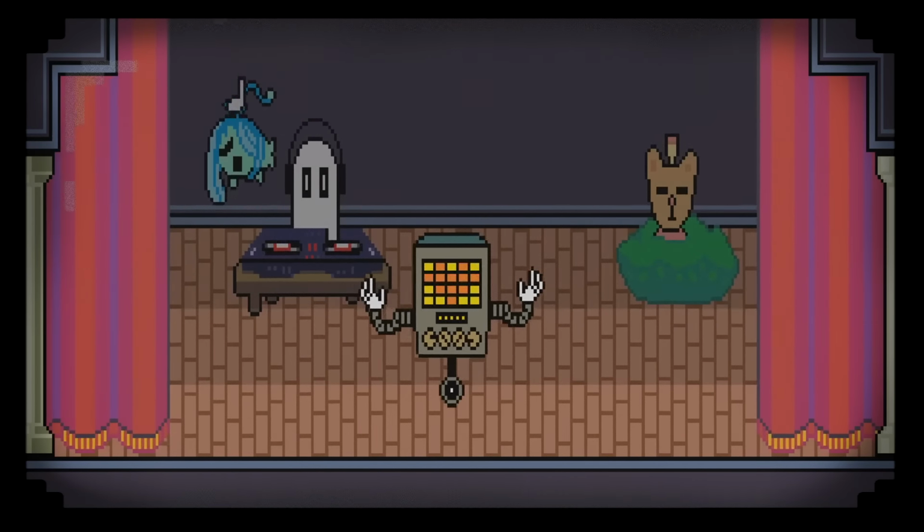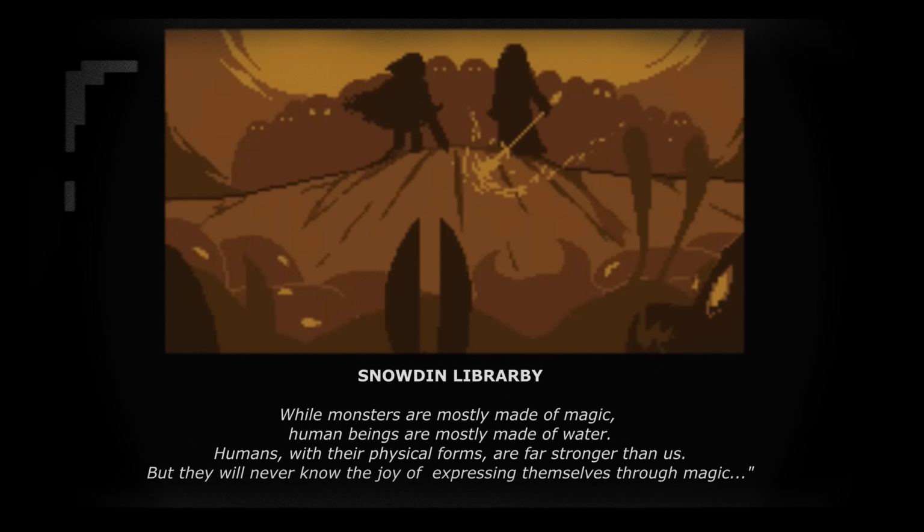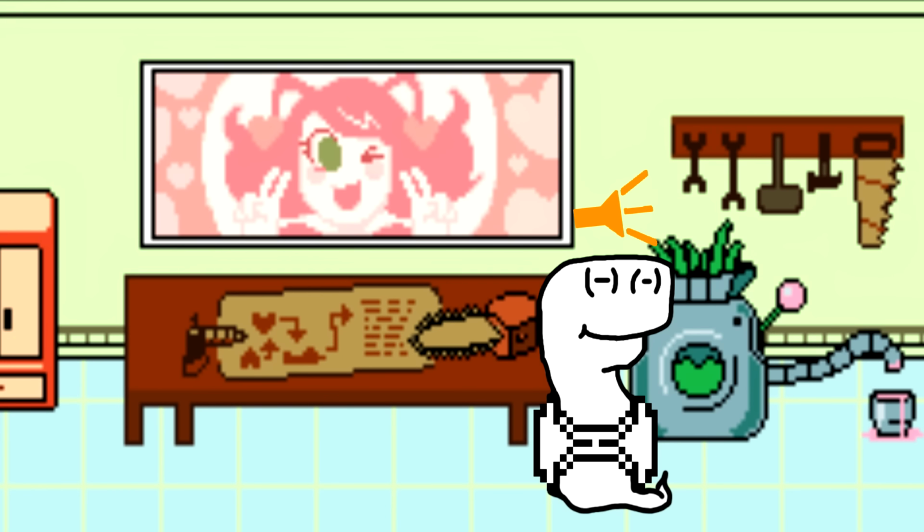Maybe that's how humans were able to make magicians to seal away the monsters, because humans can't intrinsically express themselves through magic, as the Snowden Library attests. Well, never mind that. Moving on.